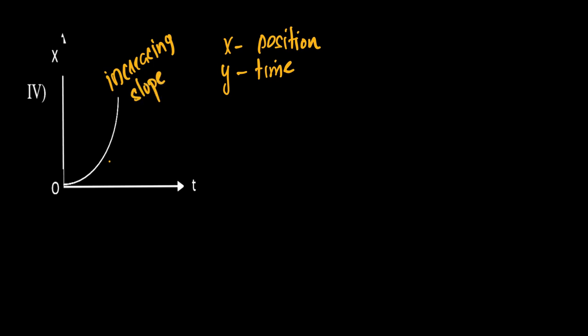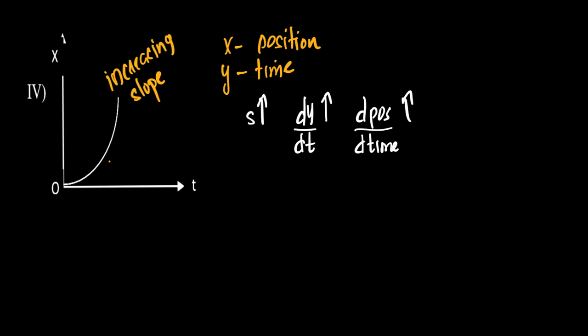In which case, if slope is increasing, what is slope equal to? Slope is equal to change in y-axis by change in time. That is also increasing. What is change in y-axis? It is change in position. What is change in x-axis? It is change in time. So what is d by dt of position? It is velocity. So if slope is increasing, velocity is also increasing.